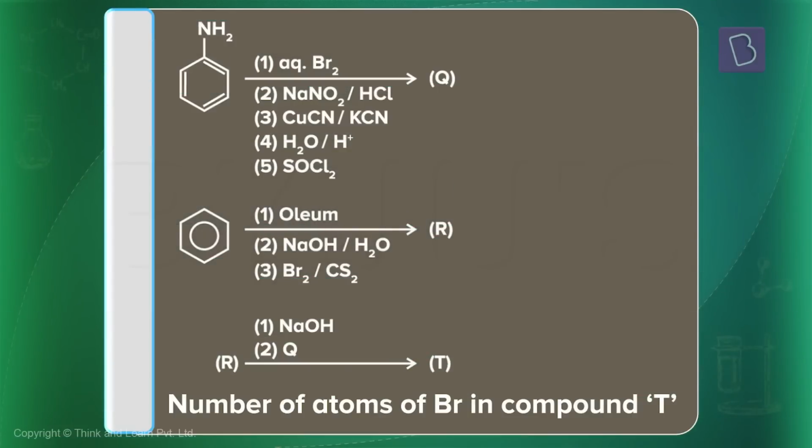Here's a question that requires a numerical input as the answer. It has to be an integer because you're asked to figure out the number of atoms of bromine in the final compound T. Let me go through the question. There's a lot of stuff happening. Could be scary. It's just a little bit lengthy at best. Not scary. One small idea. I'll walk you through it.